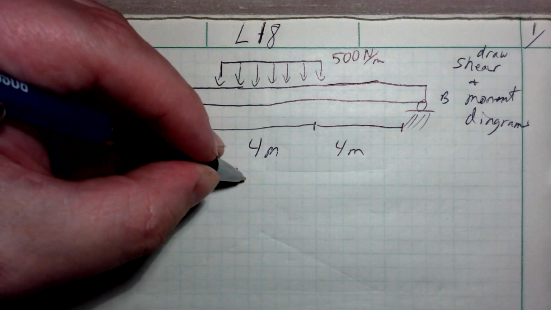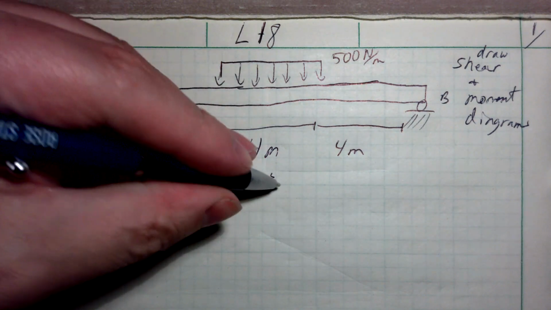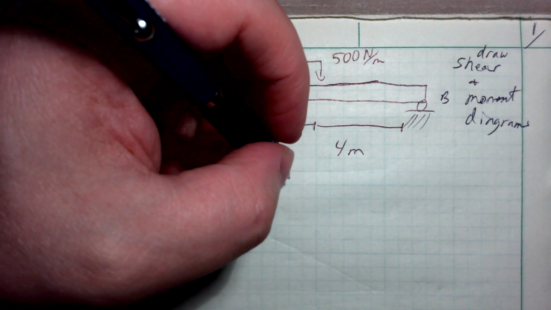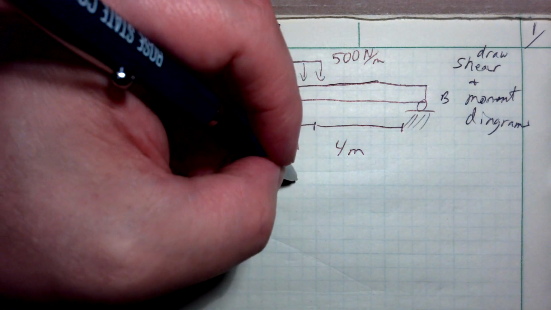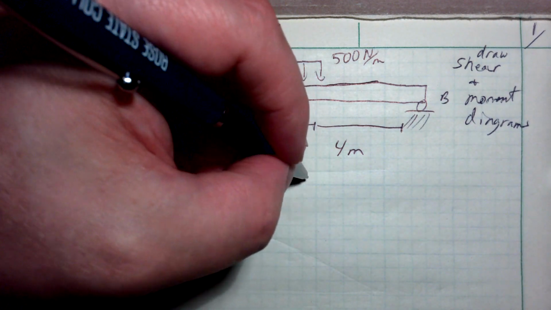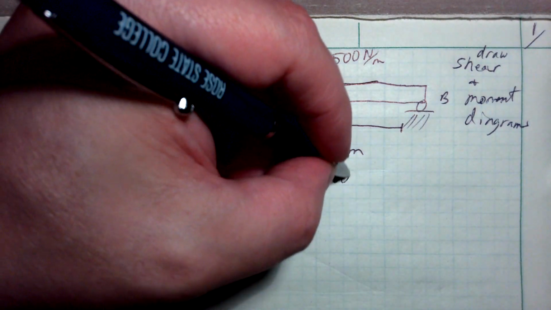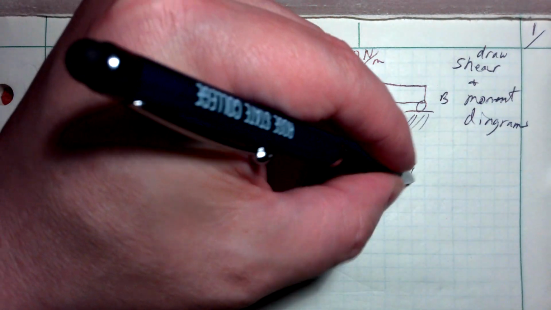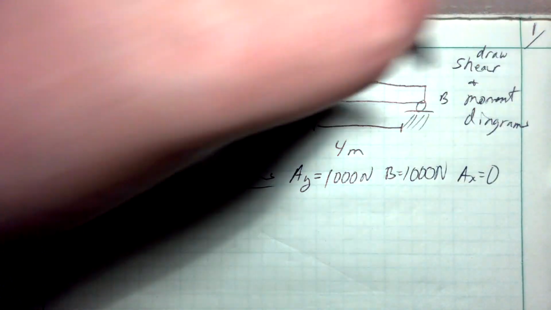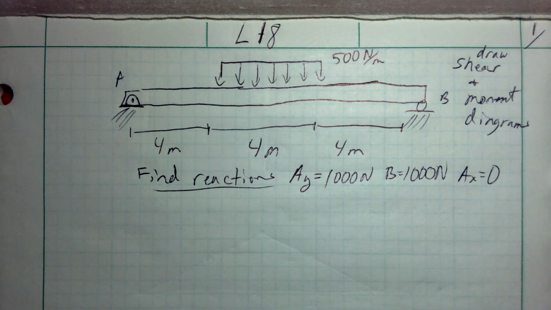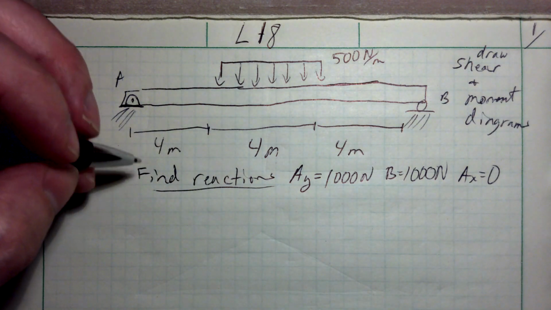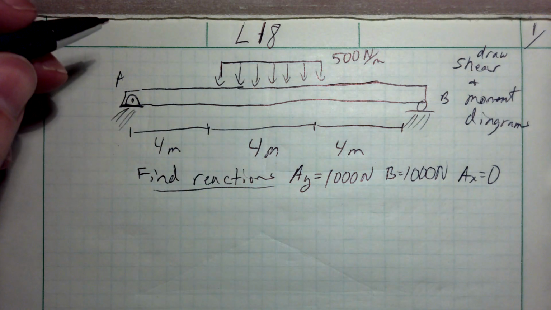Step 1 of our process says find reactions if possible. Well, we can find the reactions here. We've already found them previously. If you go back to page 3 of my notes on the previous lecture, we found that AY is going to be 1,000 newtons and B is going to be 1,000 newtons. And there's no x direction forces here, so AX is going to equal 0. If you need help finding those, we really need to review material from 2 exams ago at this point. You really need to be able to find reactions for these at this point. So we found the reactions in a previous problem, so we're going to carry them over.